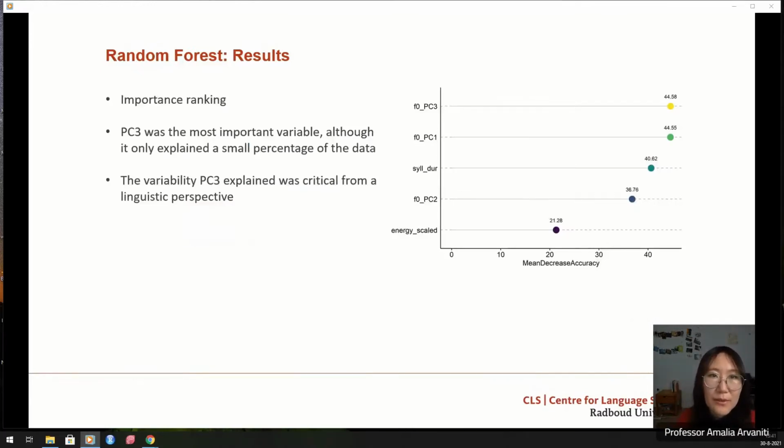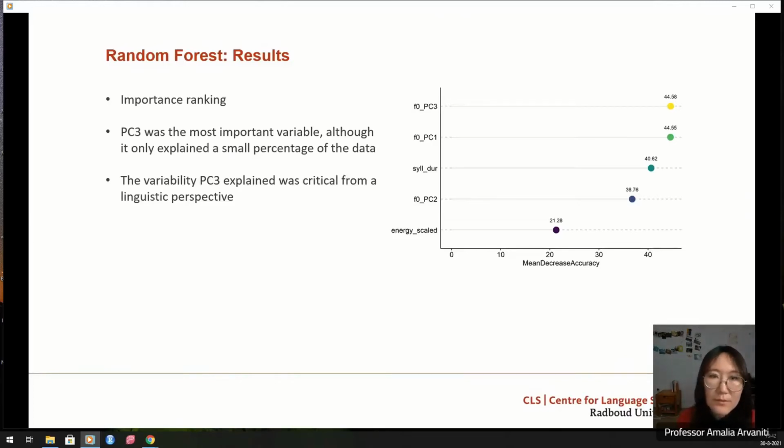Then let's have a look at the random forest result of the importance ranking. For us, the question is the difference between accents. So PC1 explains the most variability in the data, but not the variability between the accents. So we use a random forest to see what differentiates the two accents. The results show that PC3 is the most important variable, although it only explains a small percentage of the data, around 14 to 15%. The variability PC3 explained was critical from a linguistic perspective, although it's not that high. And following PC3, there's PC1 and syllable duration, and PC2, and then the least important variable is the scale of energy.